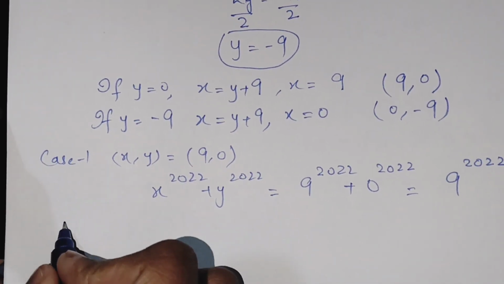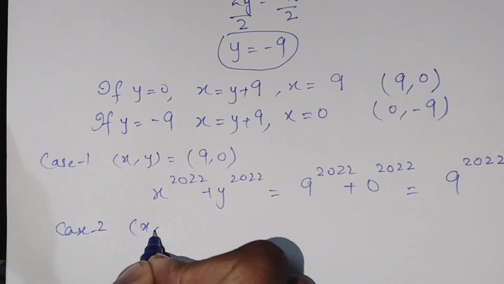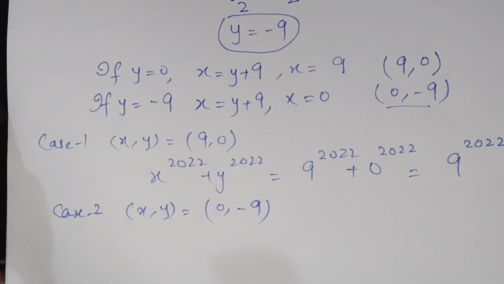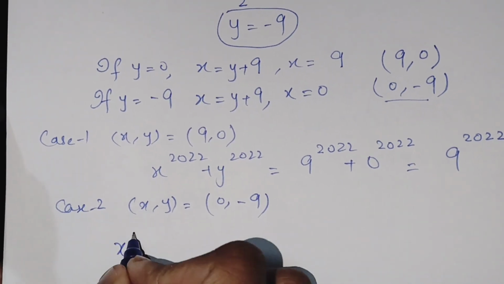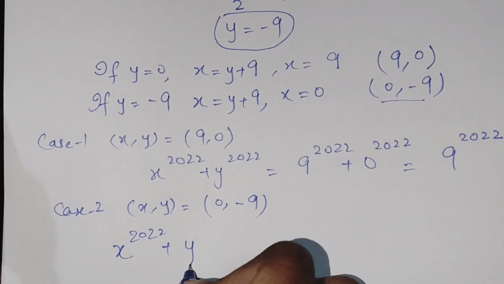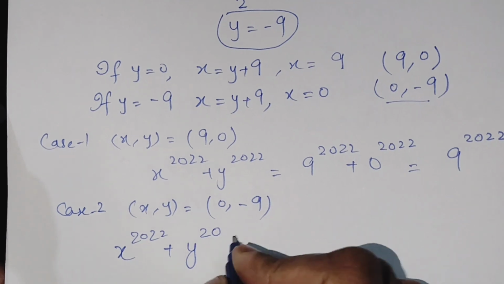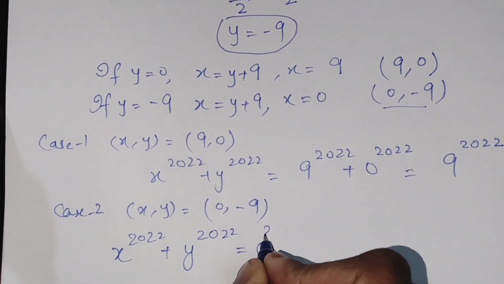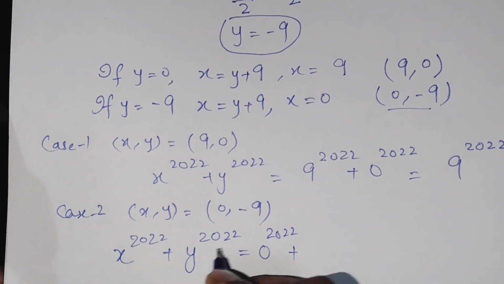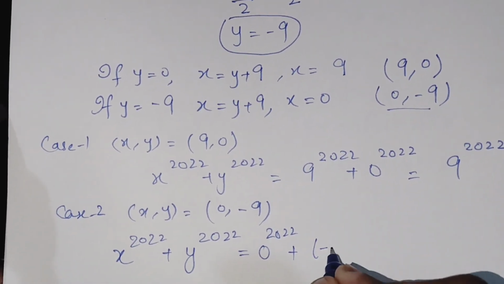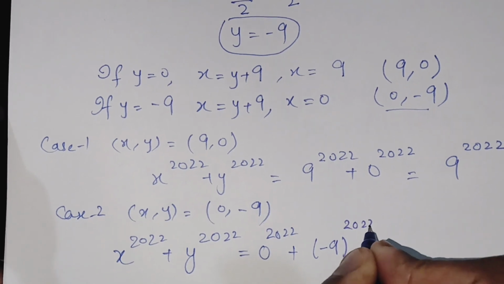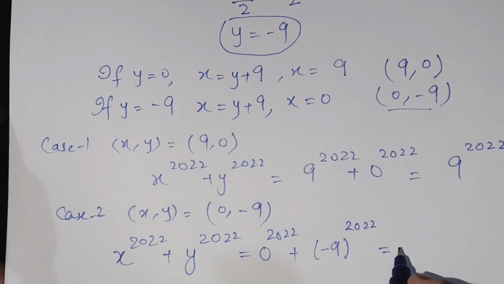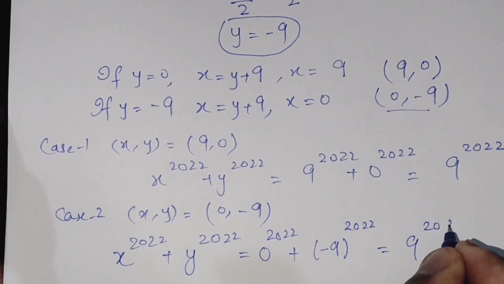Now case 2, when the x and y values are 0, minus 9. So now the value of x power 2022 plus y power 2022 will be 0 power 2022 plus y is minus 9 power 2022, and it's a negative 1 and its power is an even number, so it will be 9 power 2022.